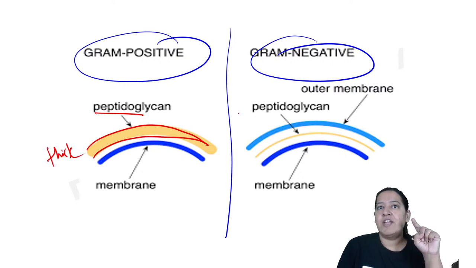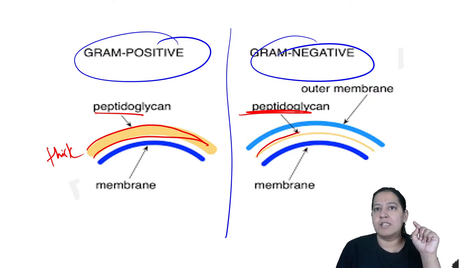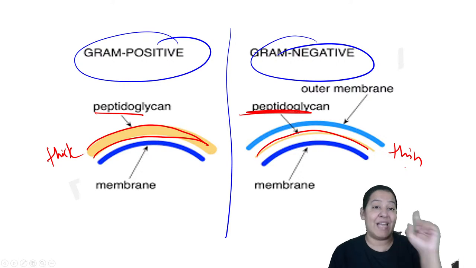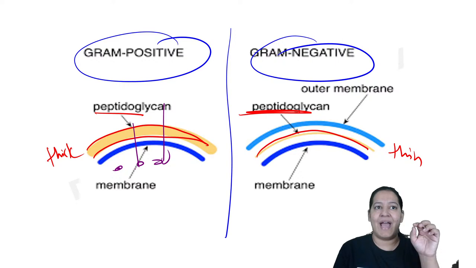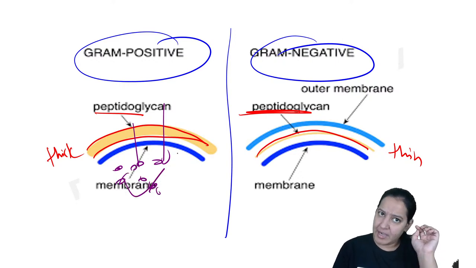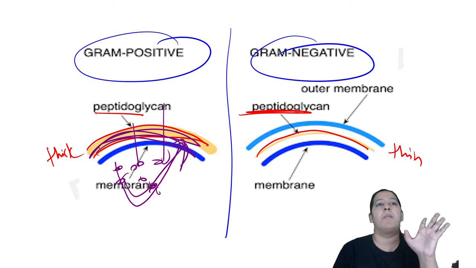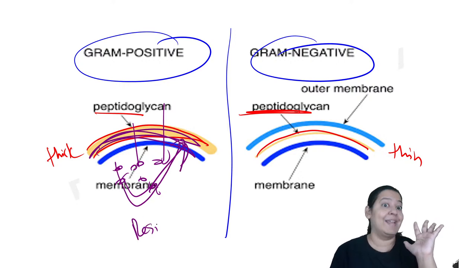It is thick. Gram negative means this is the peptidoglycan, the yellow color. This one only has a thin layer. So when you give the blue color stain, the primary stain, the violet stain, the stain goes inside. But when you use decolorizer, it cannot come outside because peptidoglycan is thick and doesn't allow the stain to come out. So that's why it resists decolorization.